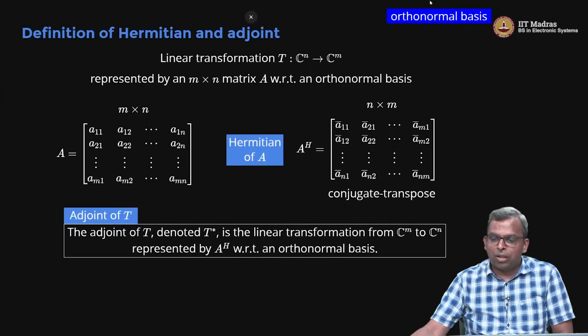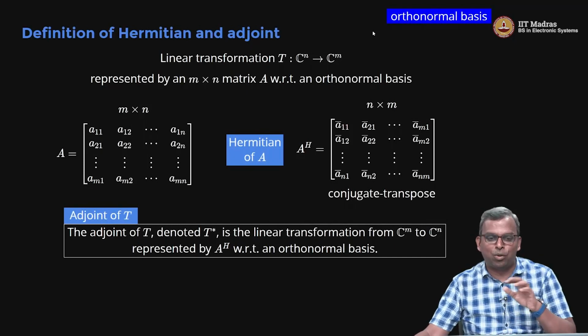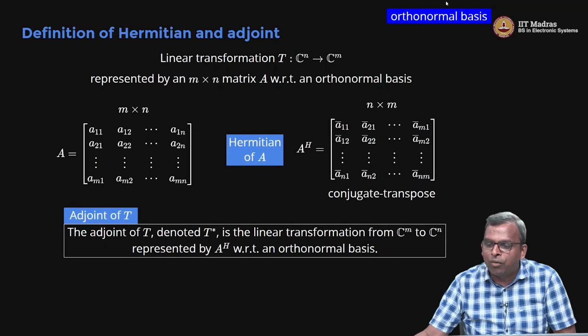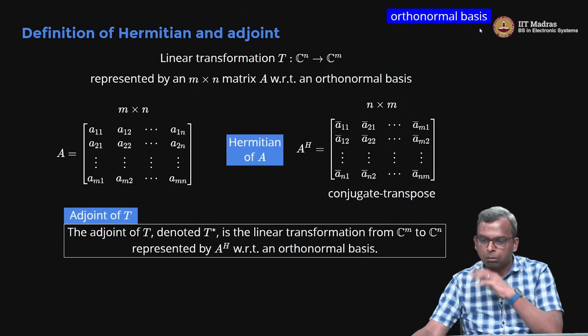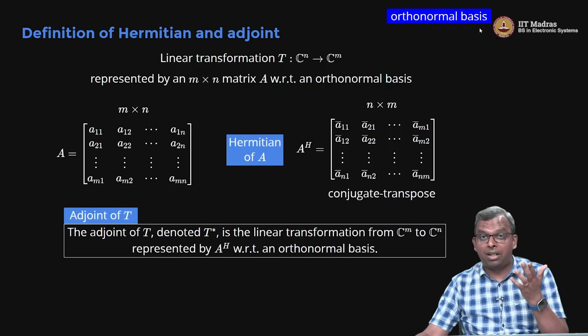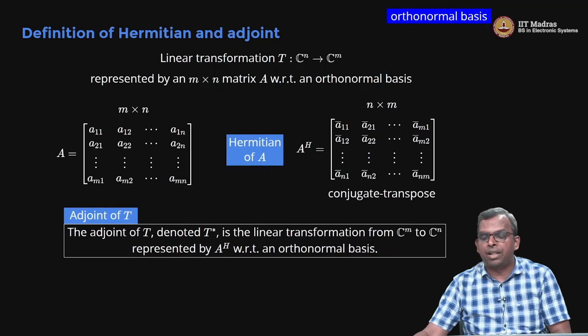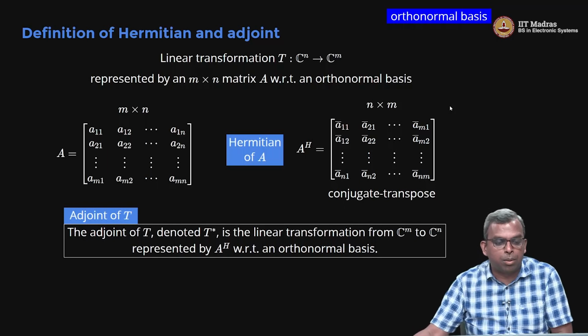The first thing I want to say before starting on this is, from now on we'll only use orthonormal bases. A lot of things I say will be true only when we use an orthonormal basis and not for an arbitrary basis. This notion of the Hermitian, particularly for a matrix, works only with an orthonormal basis. So from now on, mostly we'll stick to orthonormal bases.